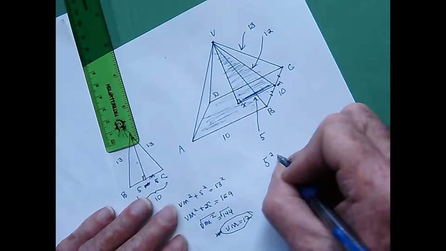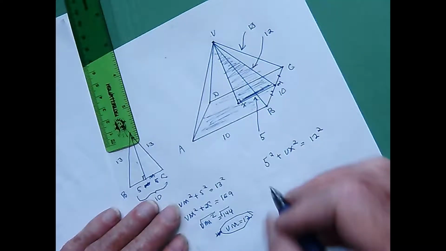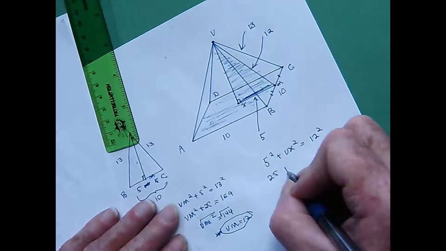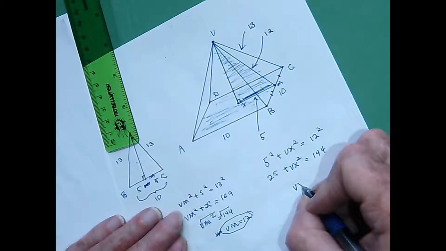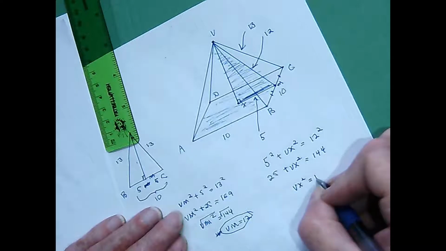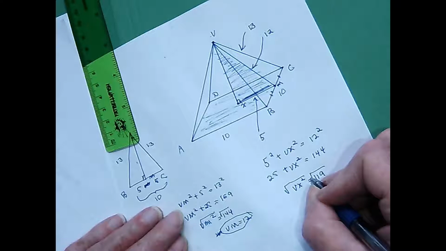plus Vx squared would equal 12 squared. And we get 25 plus Vx squared is equal to 144. Subtract 25 from both sides and we get Vx squared to equal 119. Take the square root of both sides, and that's the length of that altitude. It's an ugly number, the square root of 119.